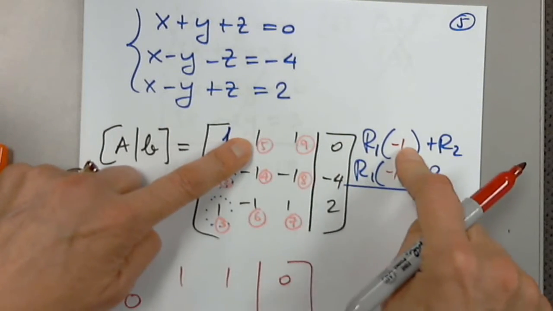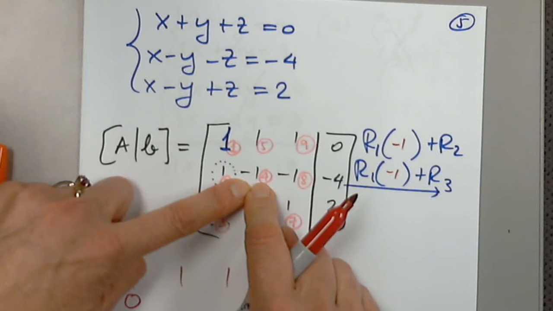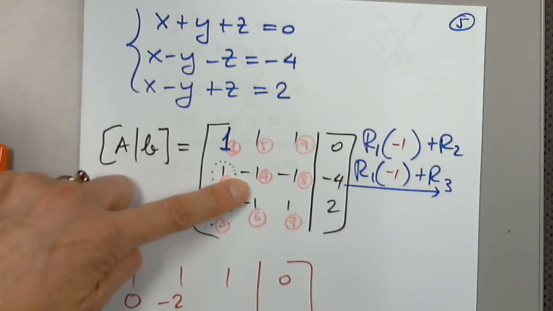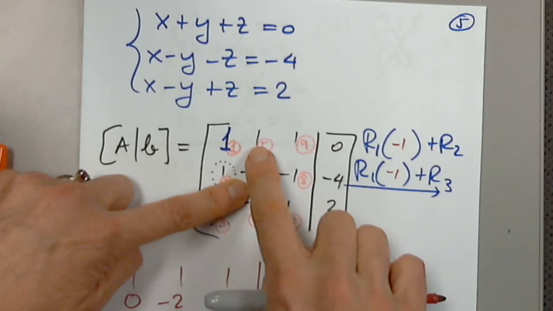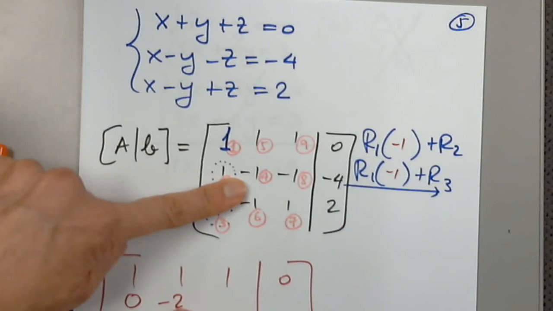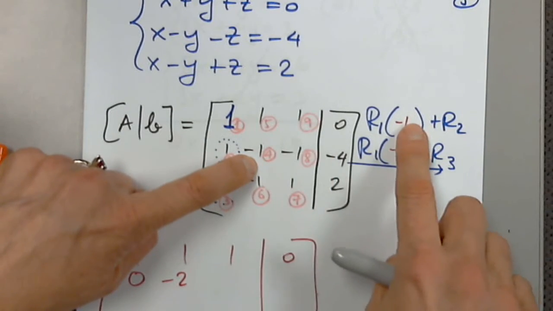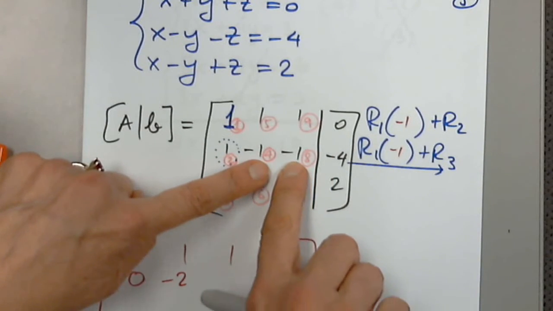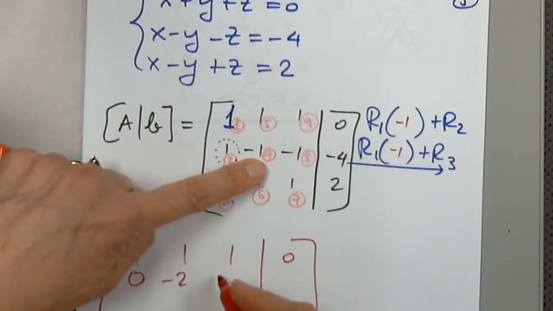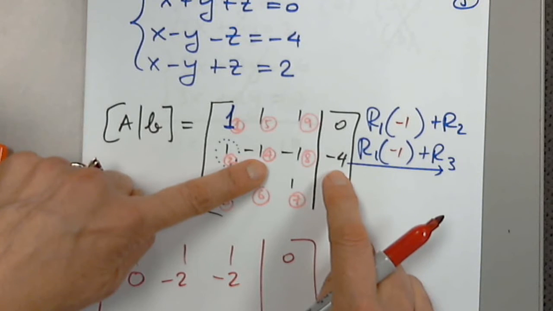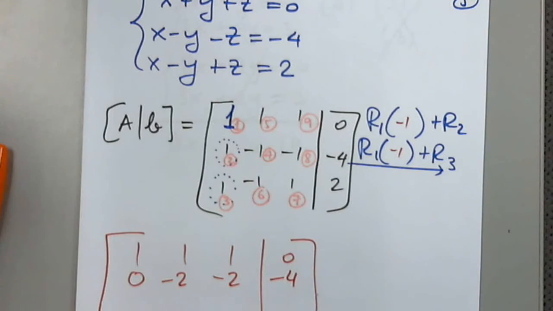1 times -1 minus 1. Very good. We all agree so far? 1 times -1 minus 1 is -2. Is that okay? 1 times -1 minus 1. 0 times -1 minus 4. That's it. Do we all agree with this new row of 0, -2, -2, -4?